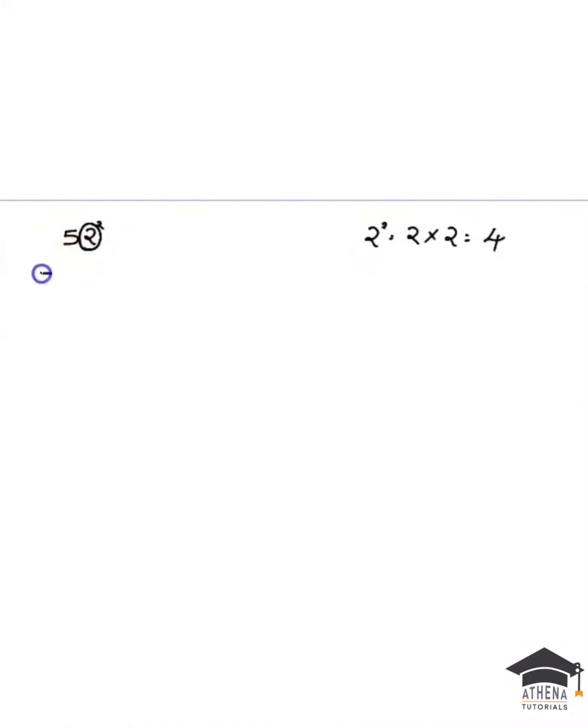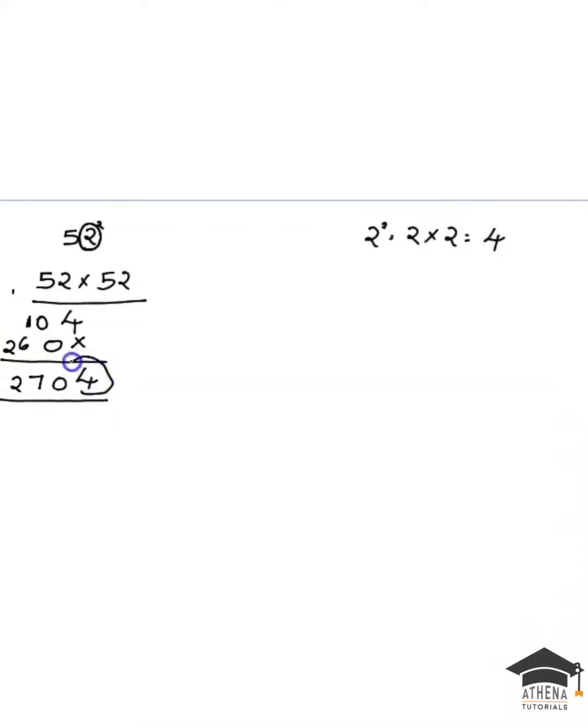Okay, let's cross check it. So, this will be 2 2s are 4, 2 5s are 10, 5 2s are 10, 5 5s are 25 plus 1 is 26. So, 4, 0, 6 plus 1, 7 and 2. So, we got the same answer. Even we got 4 as a unit digit by multiplying 52 into 52.